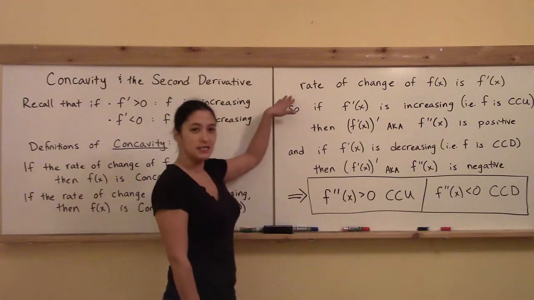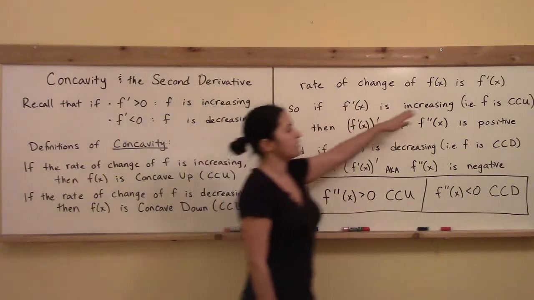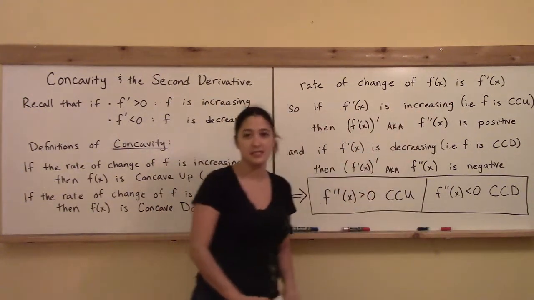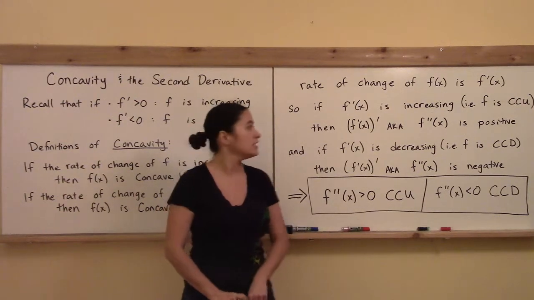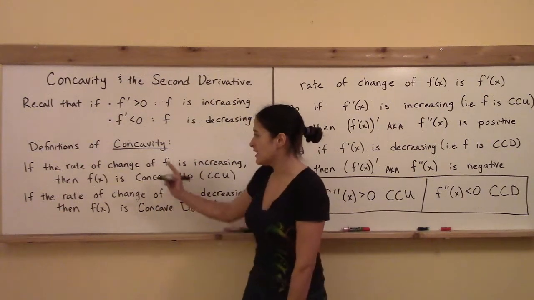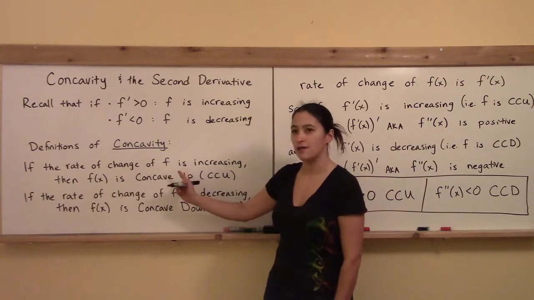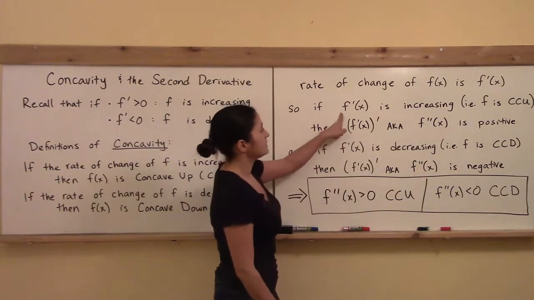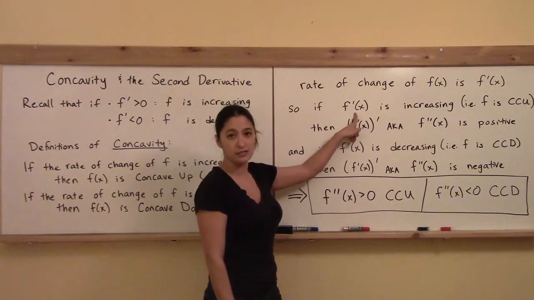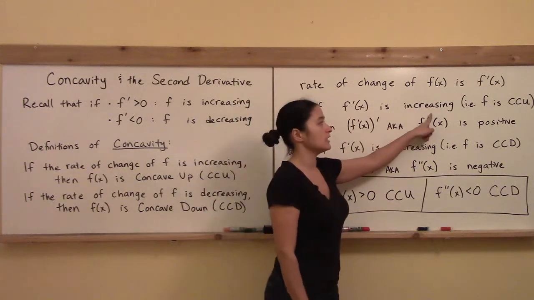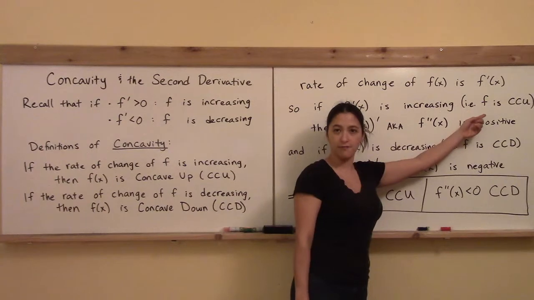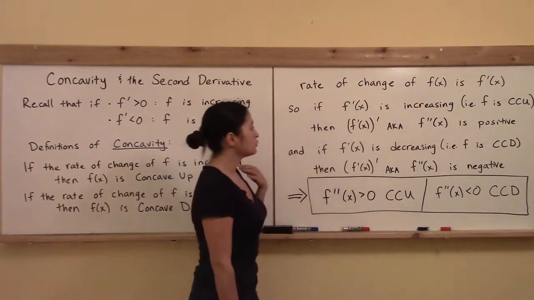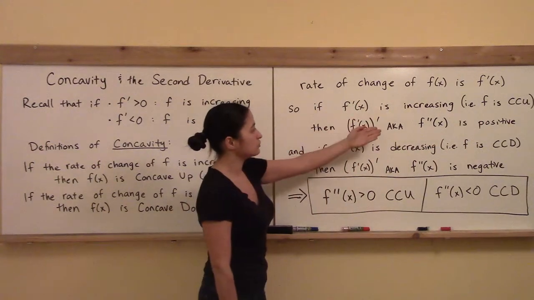So the rate of change of f of x is known as the derivative f prime. That's the instantaneous rate of change, all right? Now this sentence over here says the rate of change of f is increasing, and you see over here I've written that as f prime of x, the rate of change of f is increasing. That's when we call f concave up, okay? So the rate of change is increasing.